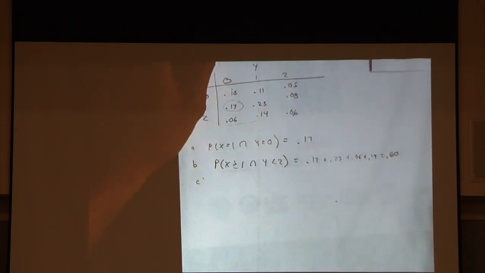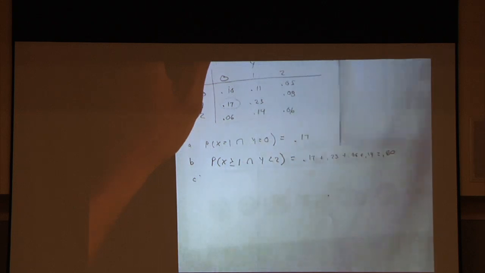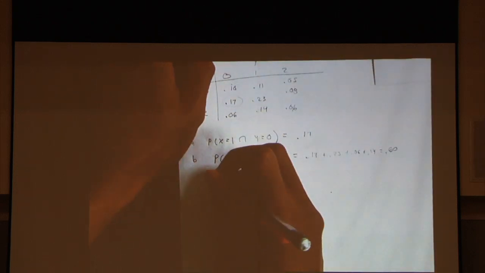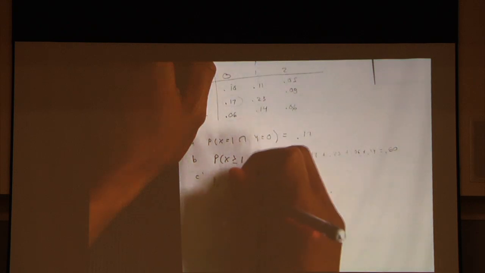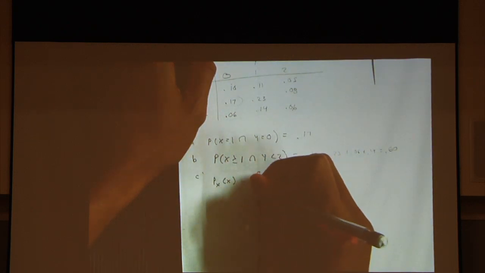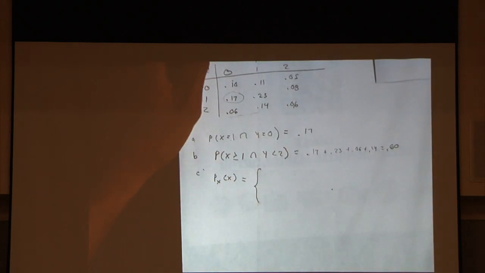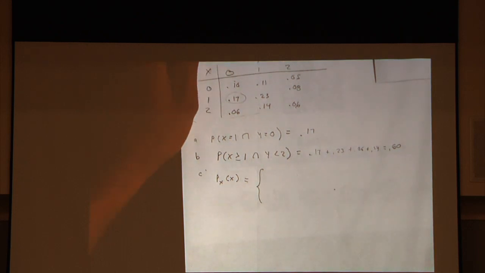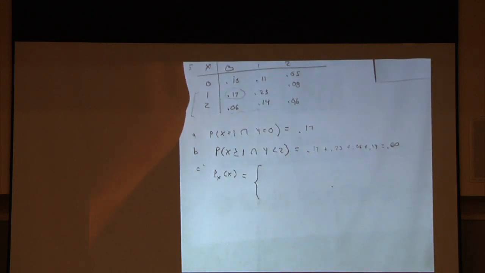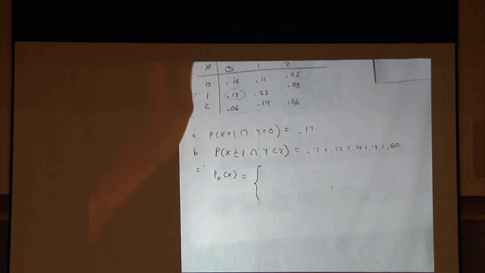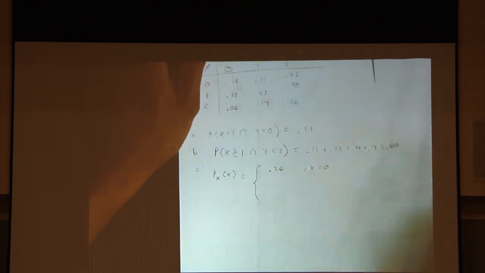For C, we have the marginal probability mass function. Find the marginal probability mass function P of x. So what would be the probability mass function for x when x is 0? It's 0.26, when x is 0. What about when x is 1?